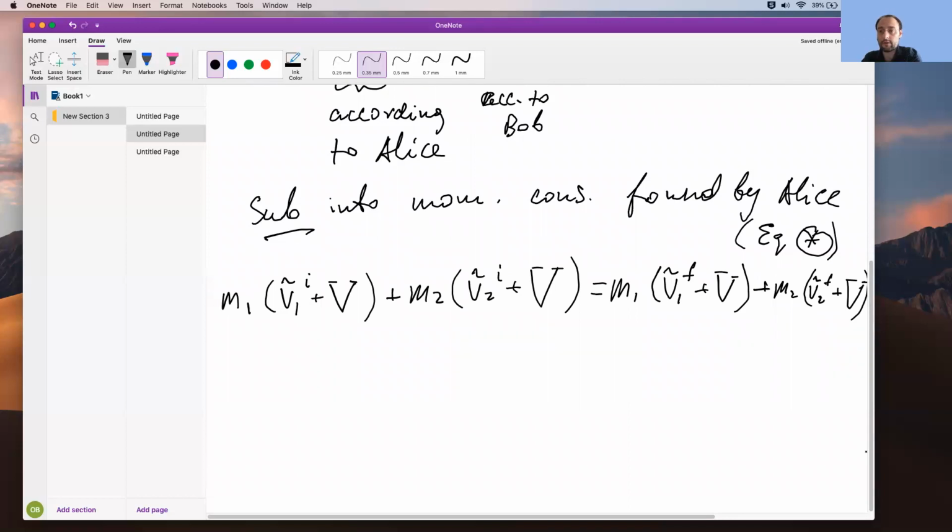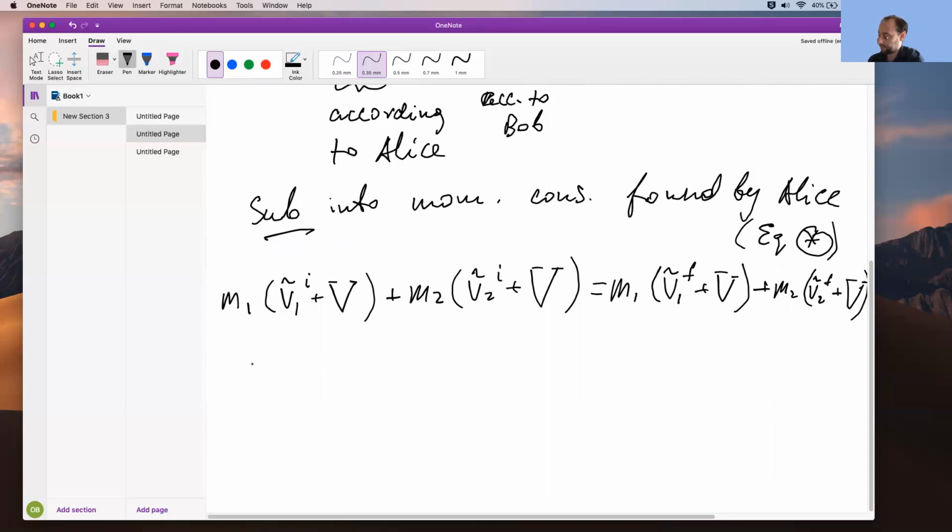Not a bad idea for you to pause the video right now and clean this up. It's a good exercise. I presume now you've hopefully paused the video and did the algebra, so I'm going to press on.